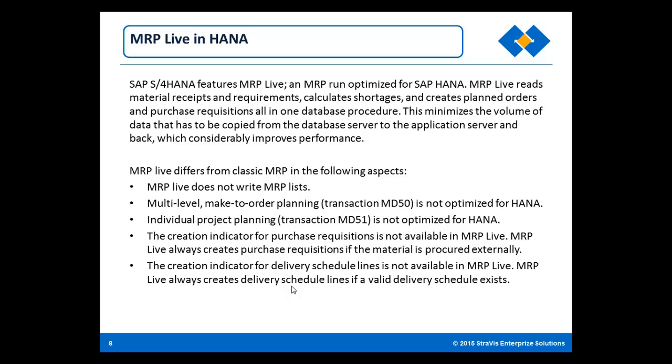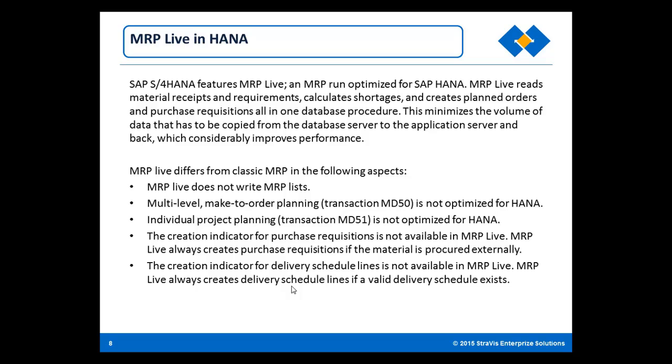So what is happening here is, in case of MRP Live, don't write MRP list. So you will no longer see an MRP list. And multi-level make to order planning, MD transaction MD50, if you remember, in case of make to order, we use MD50 by entering the sales order number and the line item number there, and it is not optimized for HANA, so it remains the same in case of make to order.